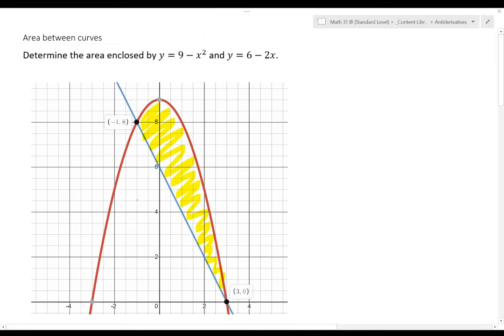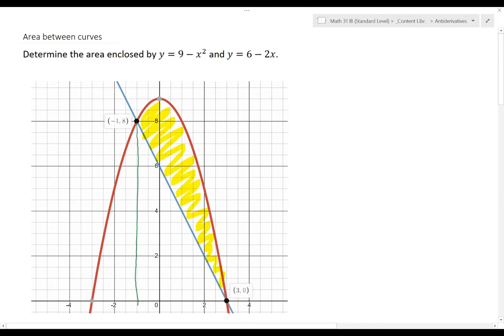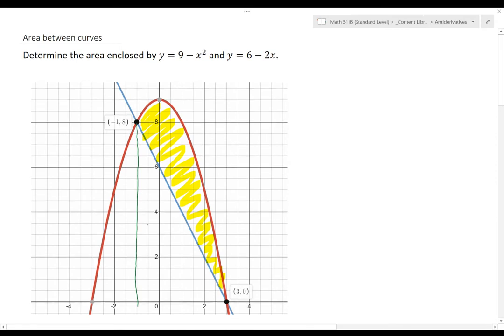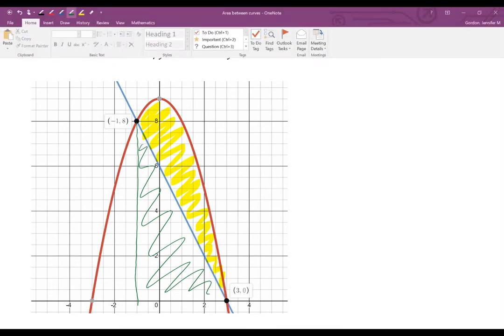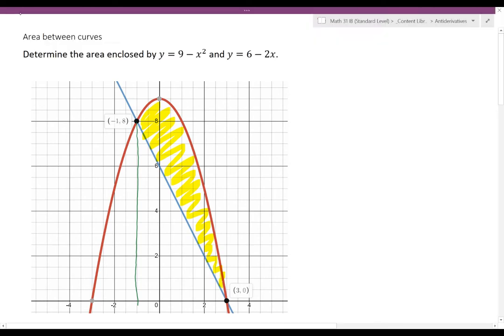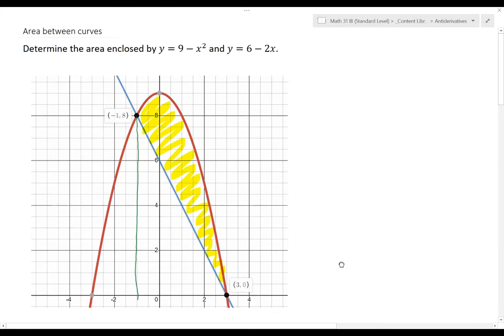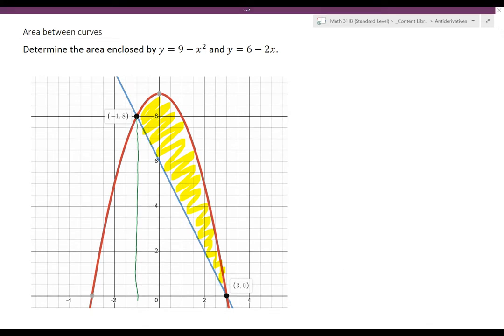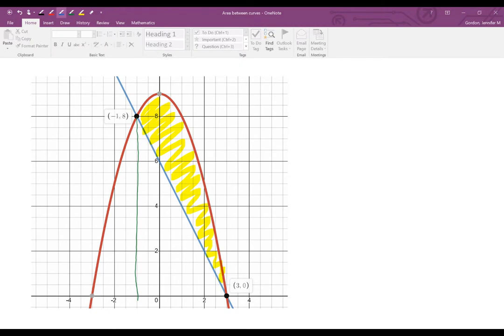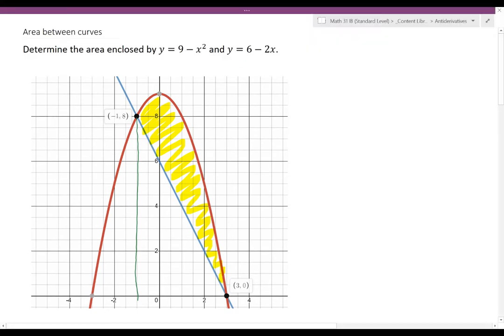Essentially, what we can do is find the area under the top curve and the x-axis, and then find the area between the bottom curve and the x-axis, so what I've marked in green here, and we can subtract them. So this is going to require us to know the intersection points. These ones are already labeled, but you could find these intersection points algebraically. It's a quadratic equation, factorable in this case, or you could use the quadratic formula.